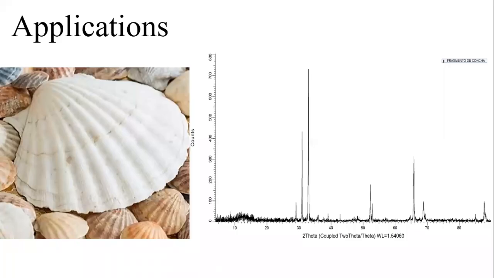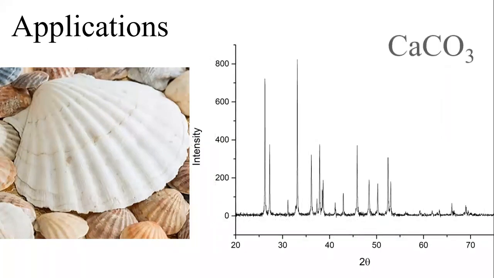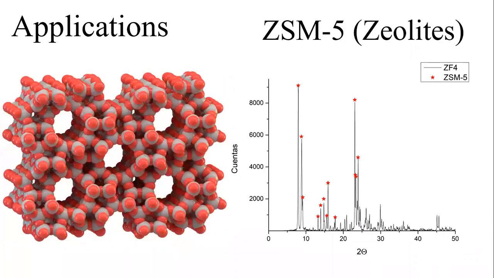Some other applications in which you can find XRD is wanting to know the component of a seashell, for starters. Who would have imagined that a seashell is a crystalline material? It is made only of calcium carbonate, here it is. So this is a seashell, and it is made mainly of calcium carbonate.